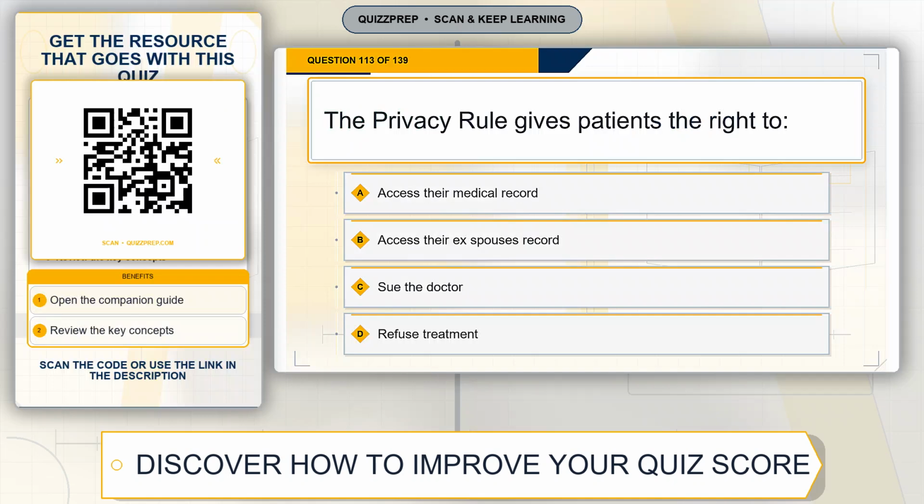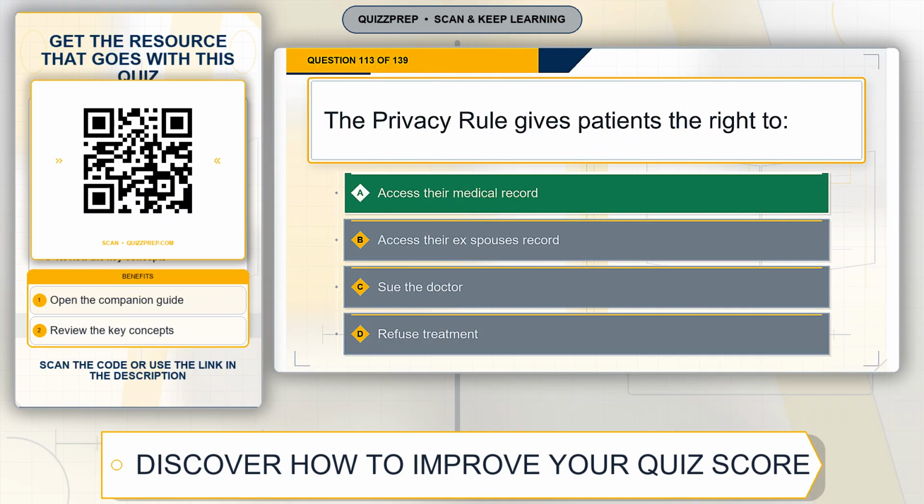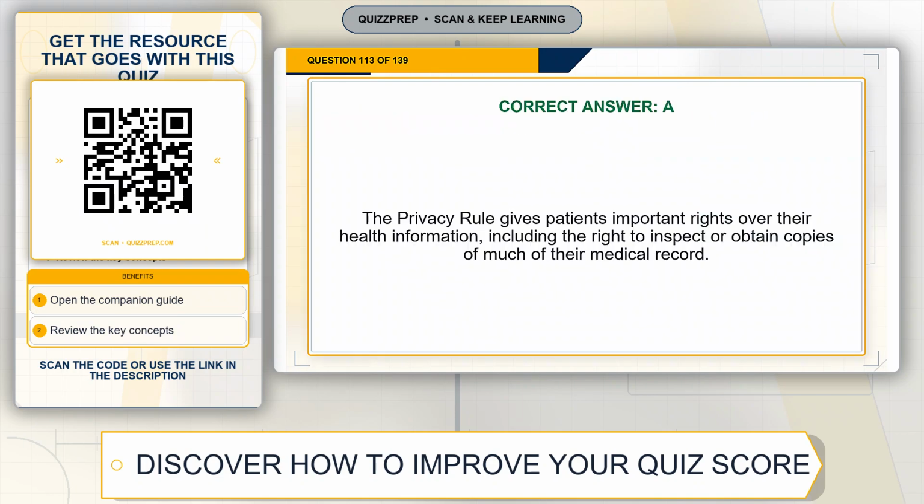Question 113. The privacy rule gives patients the right to Option A, access their medical record. Option B, access their ex-spouse's record. Option C, sue the doctor. Option D, refuse treatment. The correct answer is option A, access their medical record. Explanation. The privacy rule gives patients important rights over their health information, including the right to inspect or obtain copies of much of their medical record.